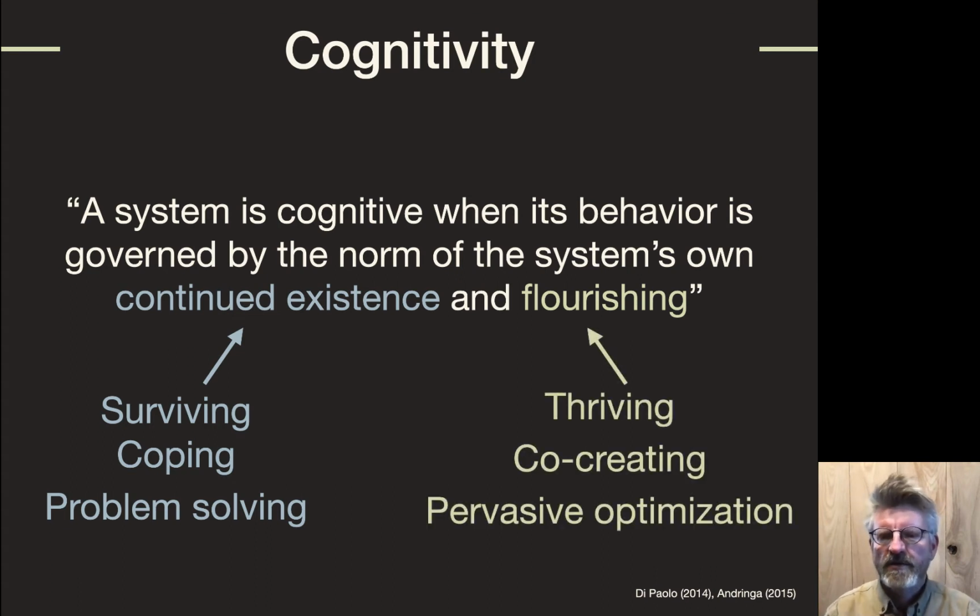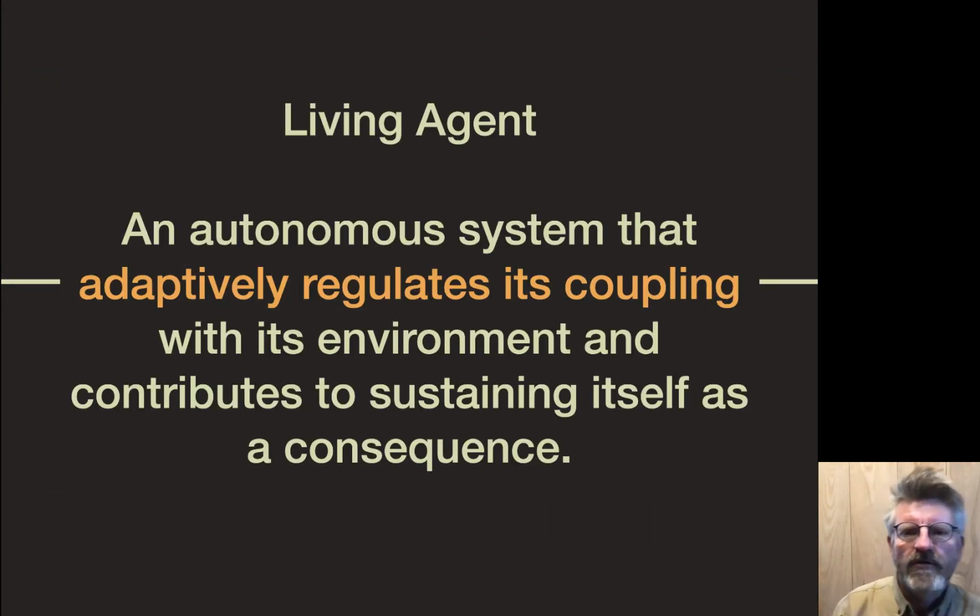And flourishing is about thriving, it's about co-creating, and it's about pervasive optimization. So the optimization of everything in the context of everything else in your life and in your environment. And agency is the key aspect of this. A living agent is an autonomous system that adaptively regulates its coupling with its environment and contributes to sustaining itself as a consequence. So let's see why adaptively regulating its coupling is so important.